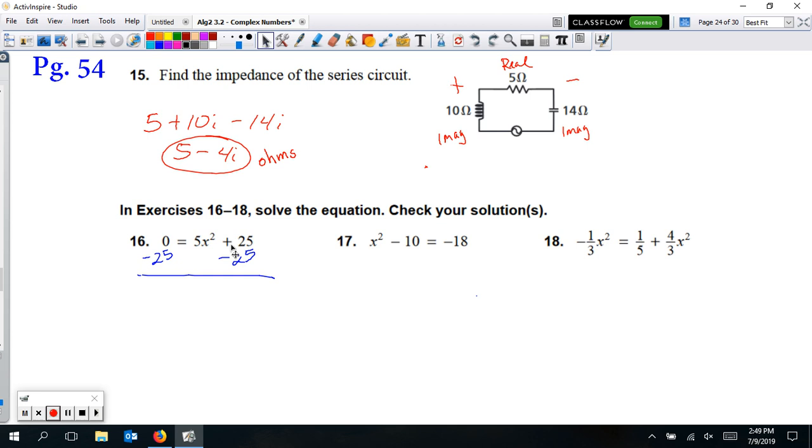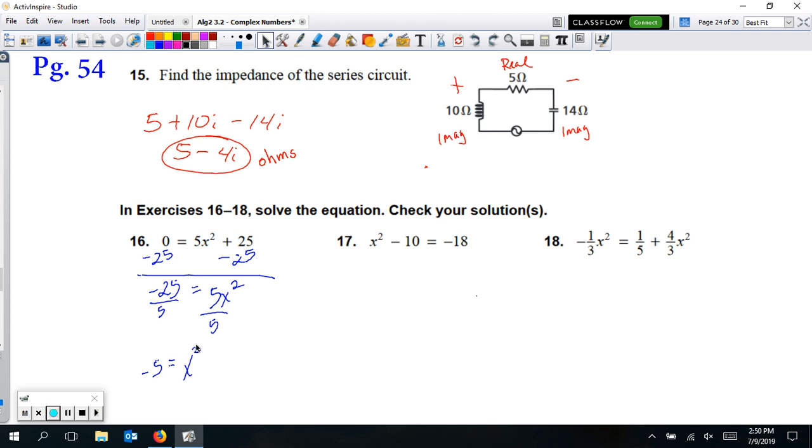So I'm going to subtract 25 from both sides first to get my 5x squared by itself. I'm going to use the square roots method here. I'm going to solve for x squared first, which means I still need to divide by 5 to undo this 5. So now I have negative 25 equals 5x squared. Divide both sides by 5. That's going to leave me with a negative 5 on this side, and it is equal to x squared.